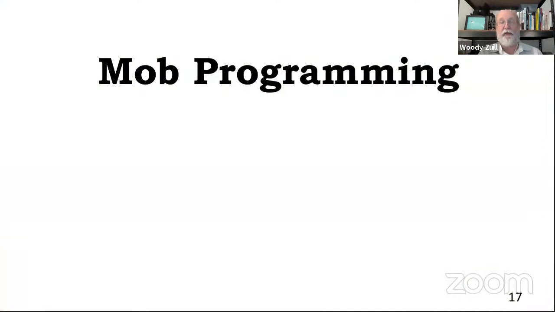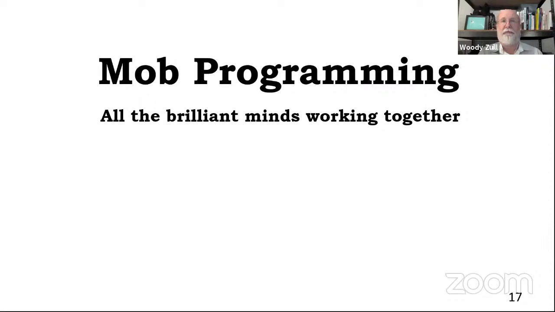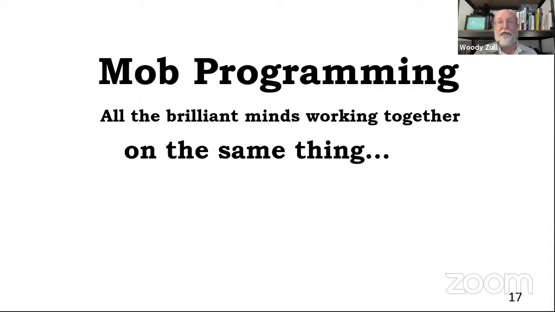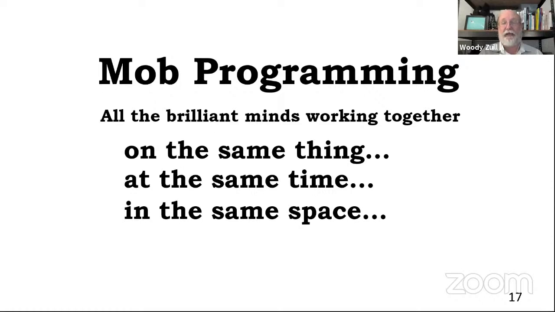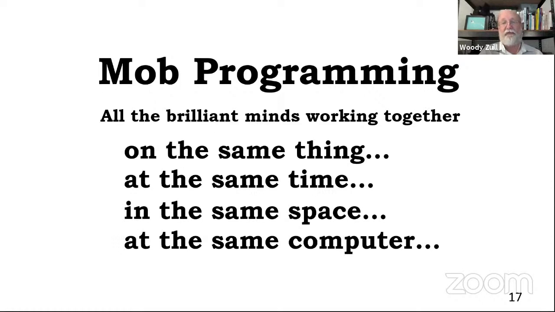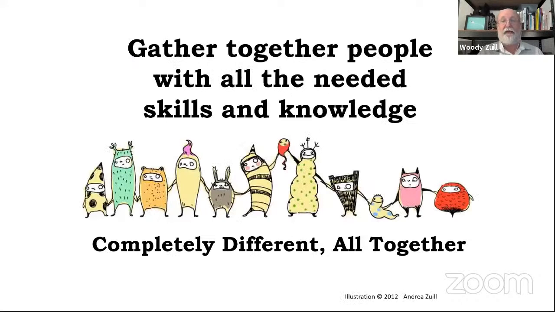So a quick definition for mob programming is it's all the brilliant minds working together on the same thing at the same time and in the same space. We add to it that we're at the same computer. We're all sitting around the same computer. It could look like this, basically. This is showing here a group of people with all kinds of different skills and knowledge, but they're working on the same thing at the same time.